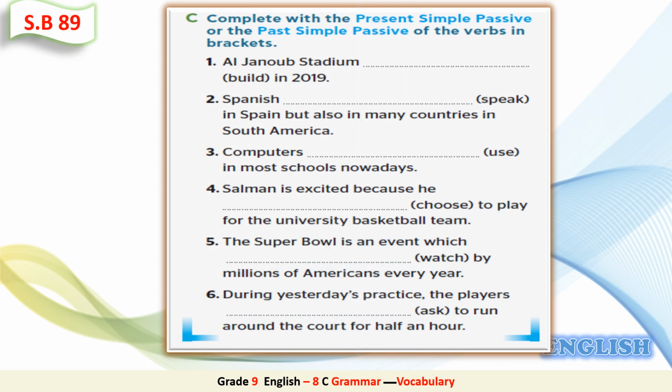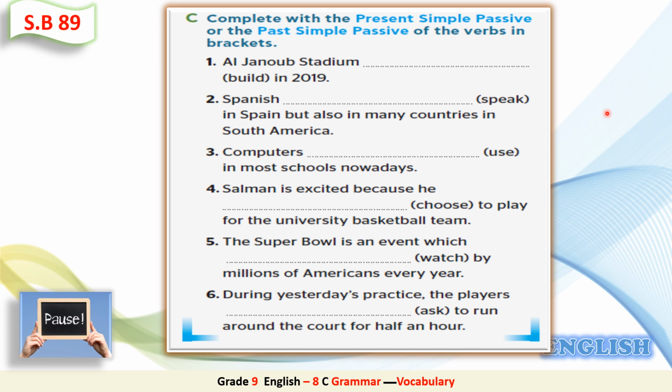Now let's move on to exercise C, Students Book, page 89. Complete with the present simple passive or the past simple passive of the verbs in brackets. Here we have 6 sentences with some verbs in brackets. Now you are going to pause the video, read the sentences, and put these verbs in the correct form, either present simple passive or past simple passive. Go ahead.